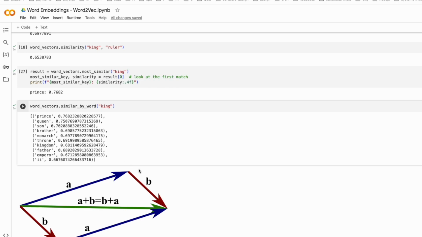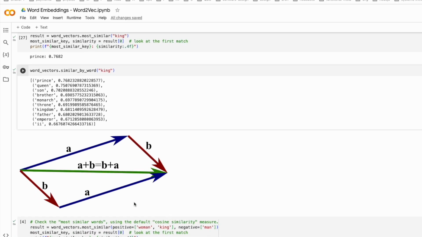The second beauty is the vector arithmetic. So remember, you could take a vector b, add a to it, and you would get this vector. And whether you did a plus b or b plus a, both will basically give you the same resultant vector.